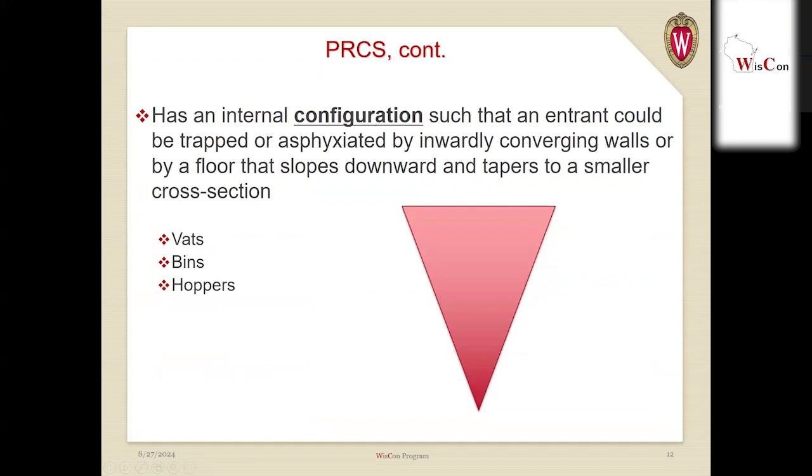Next is our configuration hazard. So this has an internal configuration such that an entrant would be trapped or asphyxiated by inward converging walls or by a floor that slopes downward and tapers into a smaller cross section. Traditionally where we're going to see this is going to be vats, bins, or hoppers.